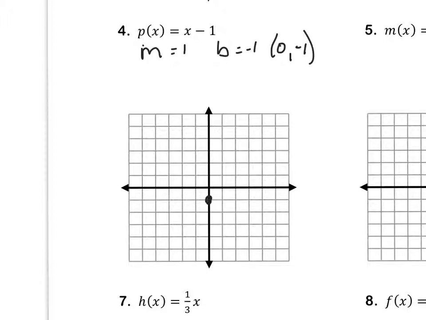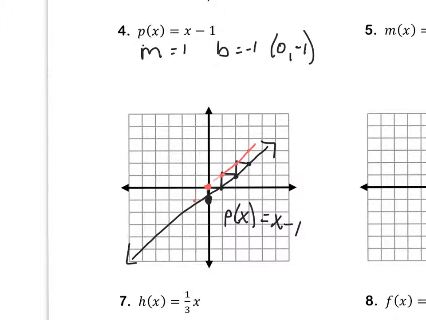Since my slope is 1, up 1 over 1, up 1 over 1, up 1 over 1. So I draw my line, and I can label this as P of x. I'm just going to use P of x this time instead of y. So that's that function. And then I'm going to graph the parent function, which is right here at 0. And it always has a slope of 1.